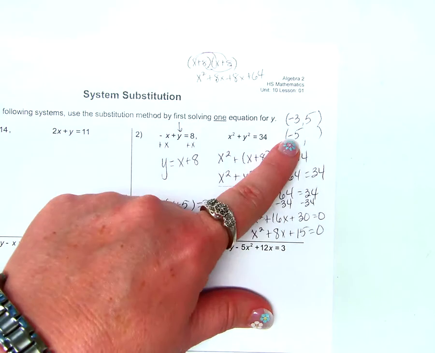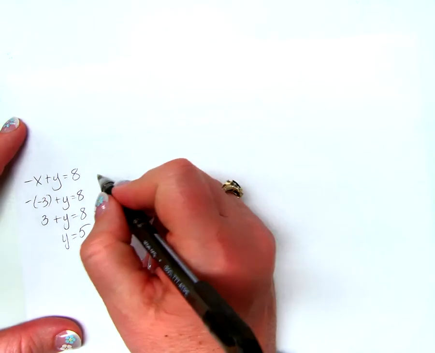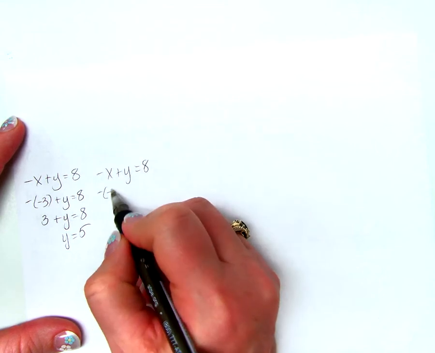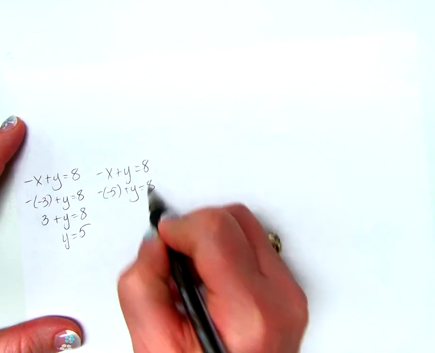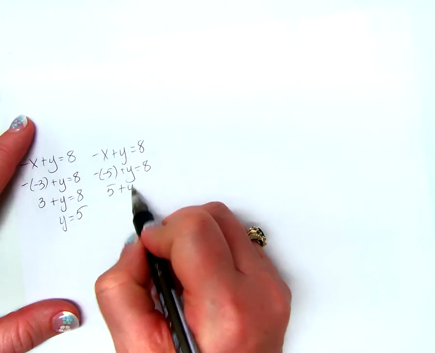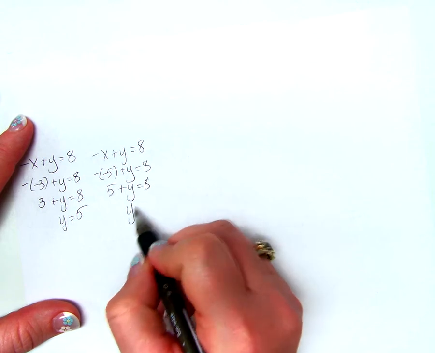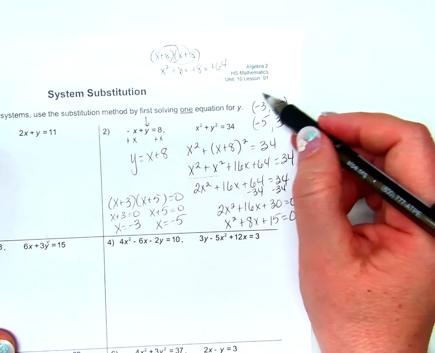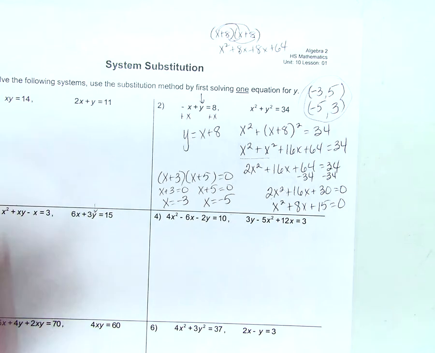What if x equals negative 5? Negative 5 plus y equals 8. So that's 5 plus y equals 8. So y equals 3. So when x is negative 5, y equals 3. Those are the 2 points of intersection.